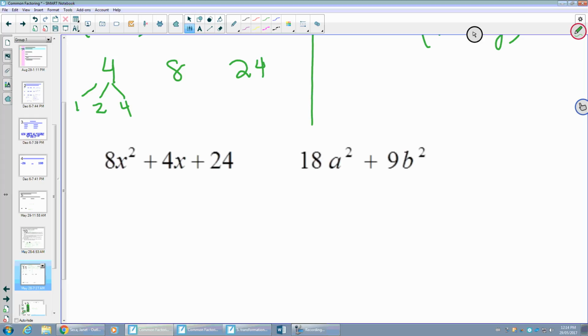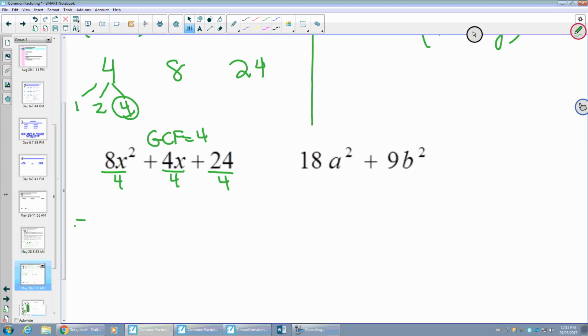And I'm going to do a check. 24 divided by 4, that gives me 6, so it works with 24. I then have to check it with 8. 8 divided by 4 gives me 2, so 4 would be my greatest common factor. So I'm going to write here, greatest common factor equals 4. Now, again, there's no variable that's common here, so it's just 4. So I'm going to divide everything by 4.